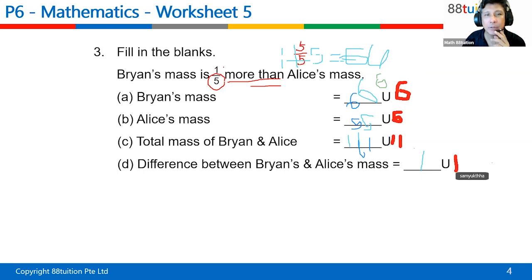Then Brian will be 1/5 more. So Brian is actually 6 out of 5.